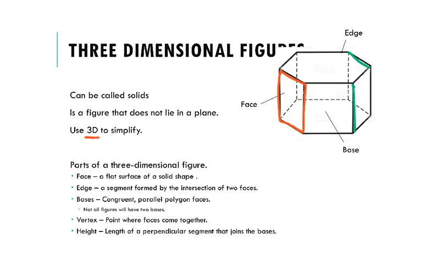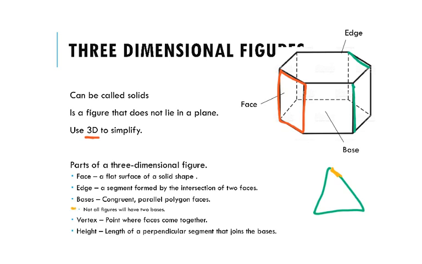Bases are congruent, parallel, polygon faces. There are just two of these here, and they have to be polygons. A polygon is any closed figure. So any shape is technically considered a polygon as long as it's fully closed. If you were given something like that, it would not be considered a polygon because it's not closed. If I connect these parts right here, that makes it a polygon because it's a closed plane figure.